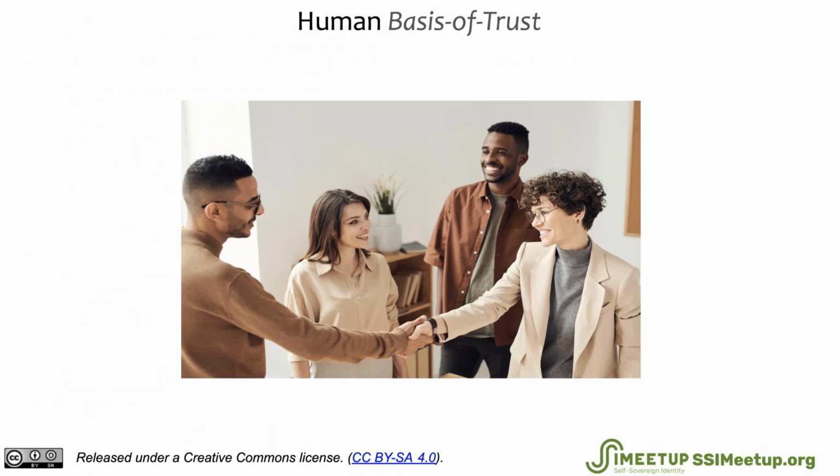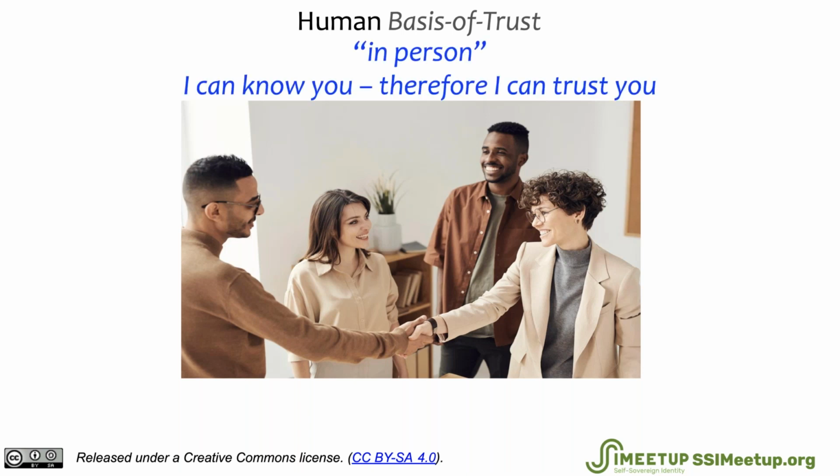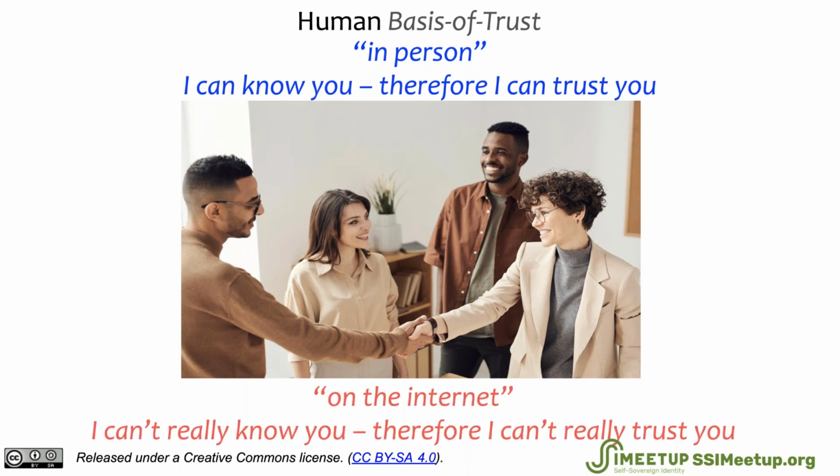So I'm just going to give a brief introduction to the idea behind KERI and why KERI takes the approach that it does to identity. As humans, there is what we call a human basis of trust, how we interact with people and how we trust them. In person, we have developed the ability to trust other people because we can know them in person. We can recognize them. We know who they are, and therefore we have a basis of trusting them. But on the internet, we can't really know somebody because all we see are bits transmitted over the internet. So we really can't trust anyone because we just know bits.